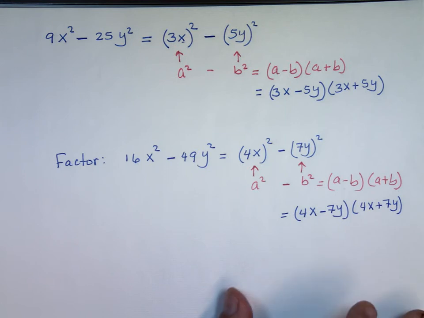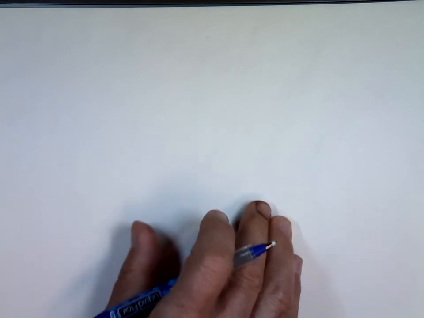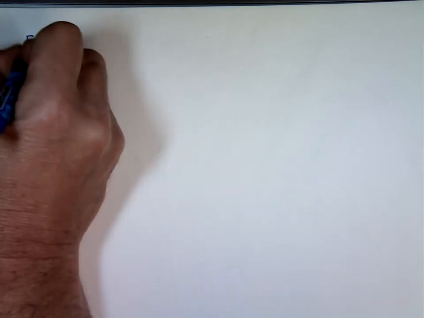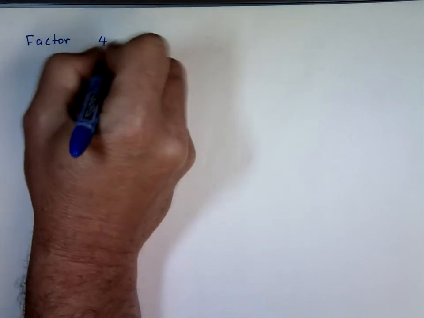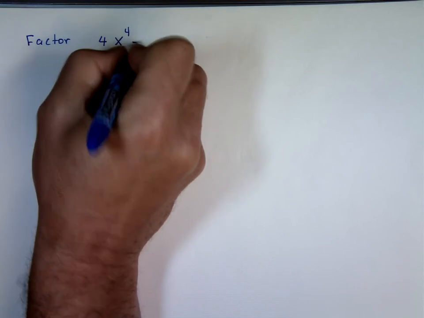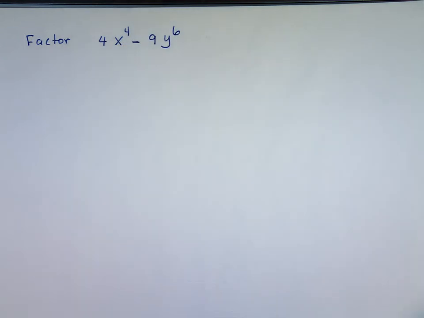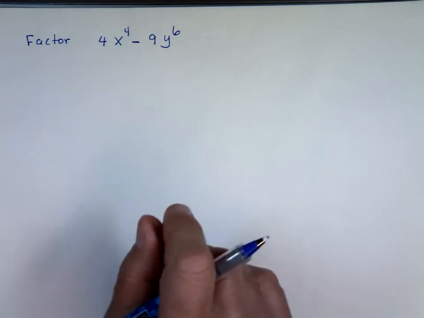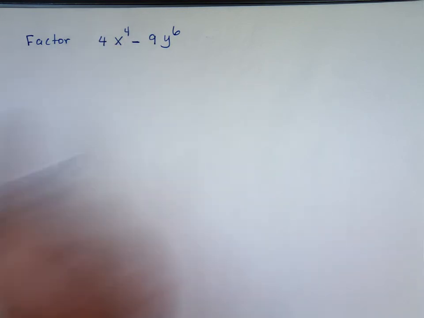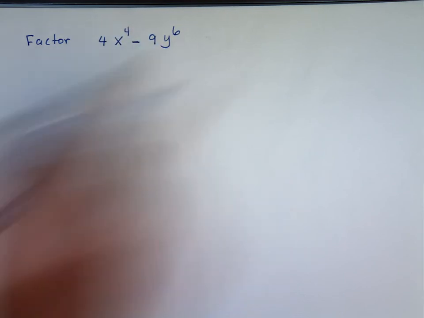Let's try 2 more examples, then we'll call it a night. 4x to the 4th minus 9y to the 6th. I get 2 terms. I'm thinking about the difference of 2 squares. I get a minus between them, but those exponents are 4 and 6. So I'm missing that third piece.